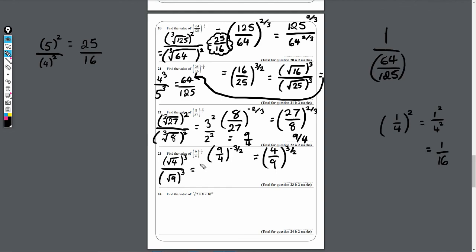The square root of 4 is 2, so we do 2 cubed divided by the square root of 9, which is 3, and then cube that. So 2 cubed is 8, and then 3 cubed is 27. Okay, so hopefully you got 8 over 27 there.